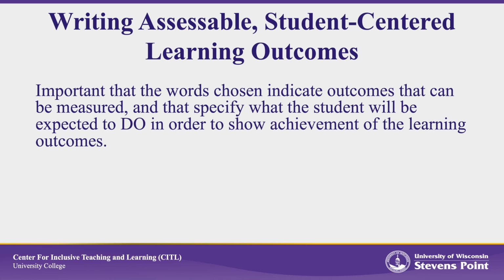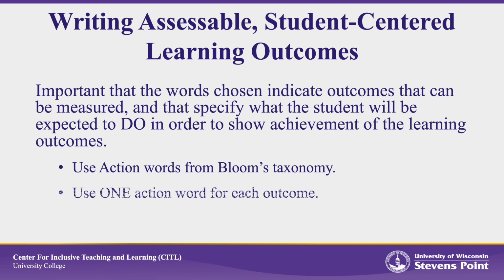So how can we write such outcomes? We need to make sure that the words chosen for our learning outcomes indicate something that can be measured. That means it is accessible. And that the word indicates what students must do to demonstrate their learning. That is the student-centered part. We can accomplish both by choosing our action words from Bloom's Taxonomy and using only one action word for each learning outcome. So what exactly do we mean when we talk about Bloom's Taxonomy?